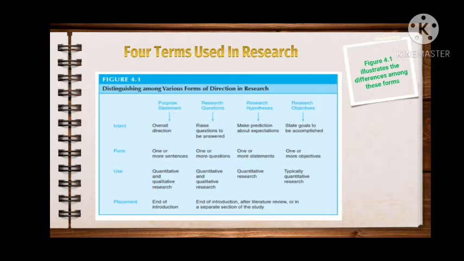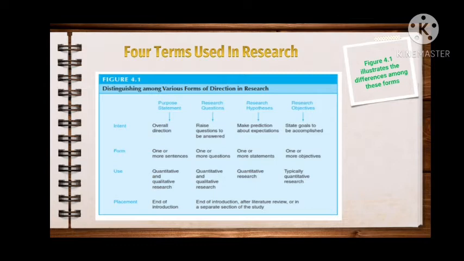And the third one is hypothesis. The intent of a hypothesis is to make a prediction about the outcome of a relationship among attributes or characteristics. For the form, a hypothesis is usually written in one or more statements and only used for quantitative research, because a hypothesis is used for someone who wants to conduct experimental studies. For placement, a hypothesis is usually stated at the beginning of the study, typically at the end of the introduction.